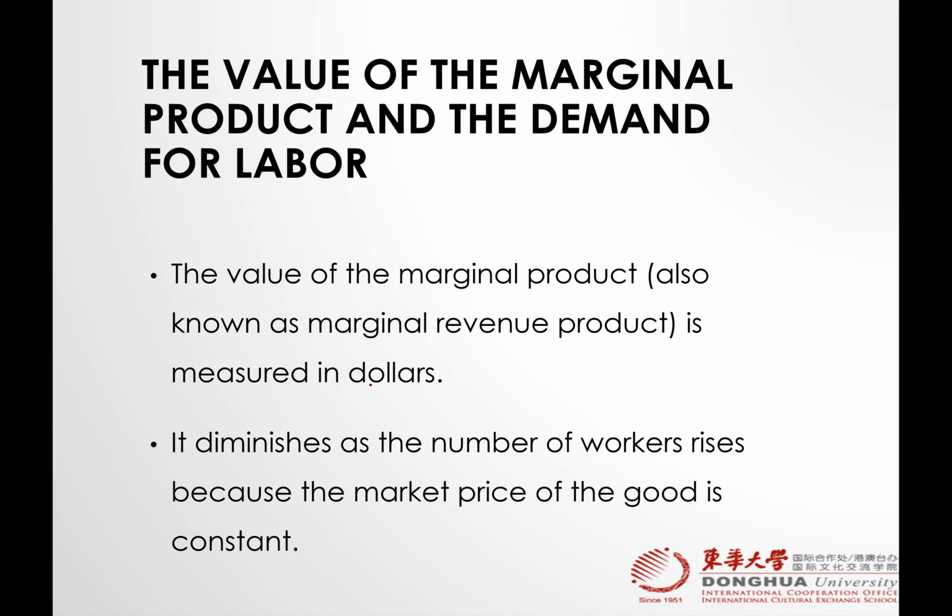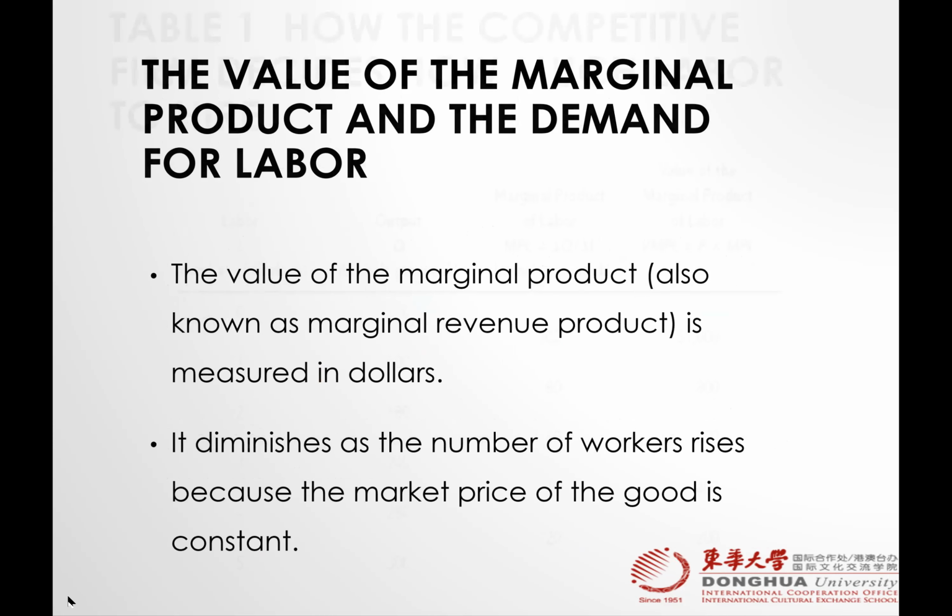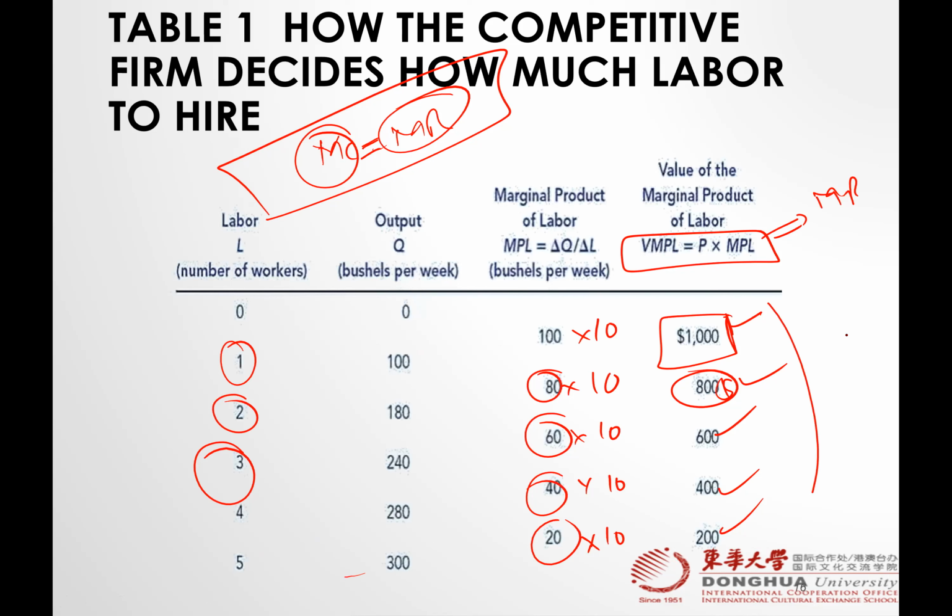So let's explain the value of marginal product. The value of marginal product, also called, like I told you, the marginal revenue of the product. It is measured in dollar terms because we multiply it with the per unit price. It also diminishes as the number of workers rises, while the market price of the goods is constant. You can see in our previous slide that the value of the marginal product of labor decreases due to diminishing marginal product.